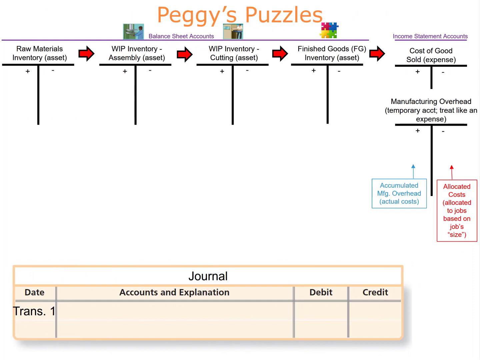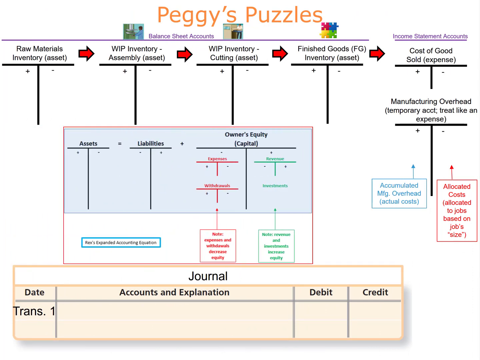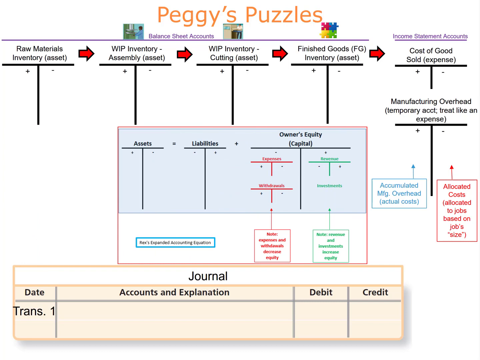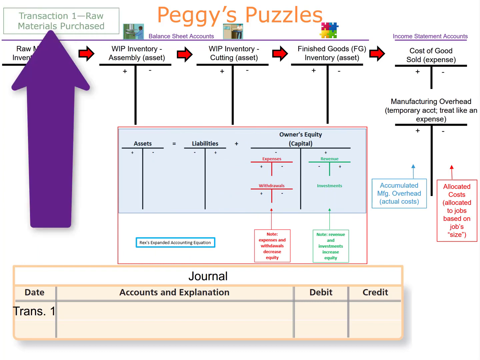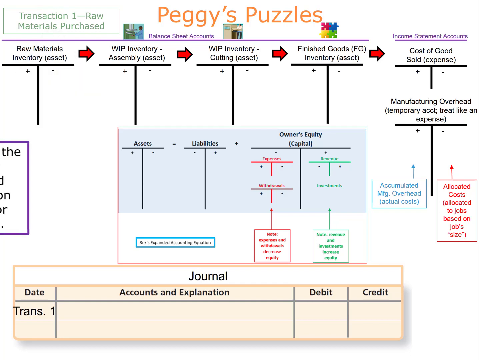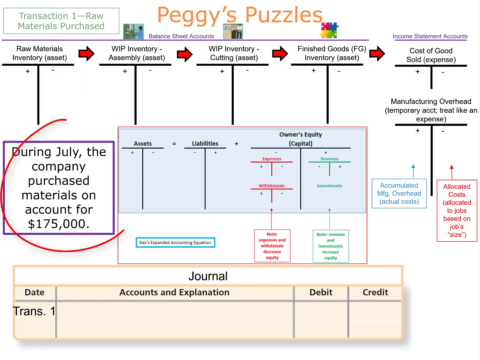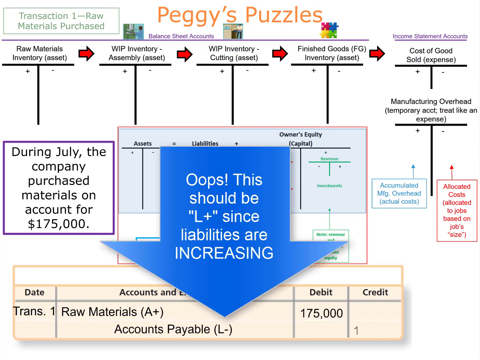It might also help if we have our accounting grid to help us determine debits and credits. In transaction 1, raw materials are purchased. So during the month of July, Peggy's Puzzles purchased raw materials on account for $175,000. The materials are things such as boxes, glue, cardboard, and pictures. So raw materials, an asset account, increased with a debit, and AP, a liability, increases with a credit.